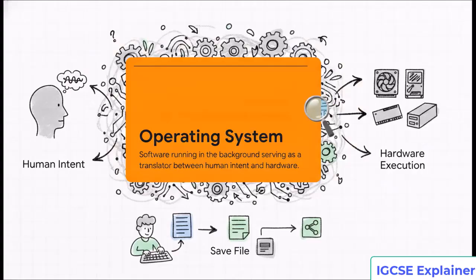So if we want to be formal about it, what is it? An operating system is essentially special software, running constantly in the background, serving as the necessary translator between human intent and hardware execution. Make no mistake, without this constant background manager dealing with the chaos, a computer would be impossibly user-unfriendly. Seriously, you wouldn't even be able to save a basic text file.